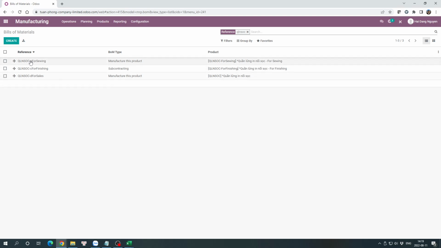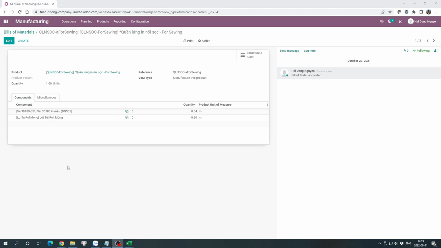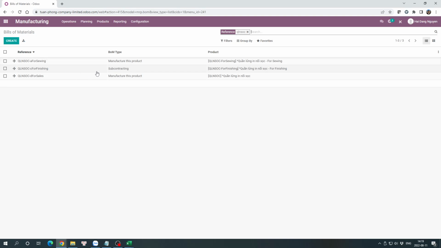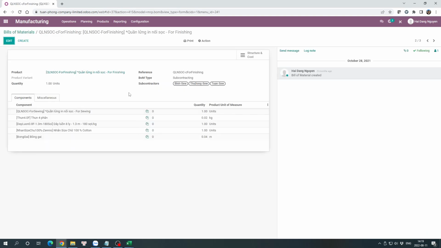Now you have three major products: one work in progress, another work in progress, and then the final one ready for sales. The first one, you manufacture it. And here's the manufacturing BOM. It contains the main fabric and the lining. The next BOM is a subcontracting one, which is set up this way. See, BOM type, subcontracting, and who are the subcontractors? These ones. And it's usually the one that's on top of the list, this one, that will be automatically generated in purchase orders.